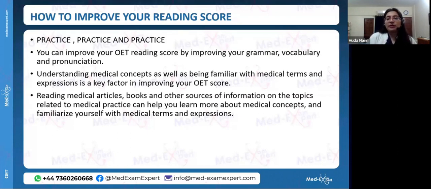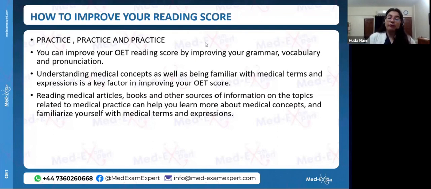You can improve your reading score by improving your vocabulary, by reading newspapers, by reading medical journals. You can read different research papers, and all of them will help you in improving your medical vocabulary as well as your general English vocabulary. And you can go through different medical articles, medical related books, journals, news articles, new research papers, and all of them will help you in order to improve your reading subtest.